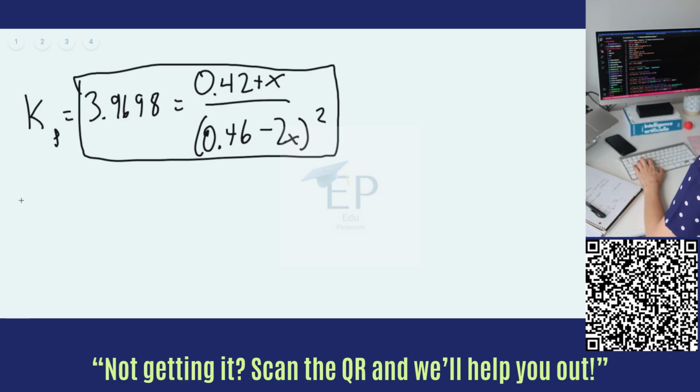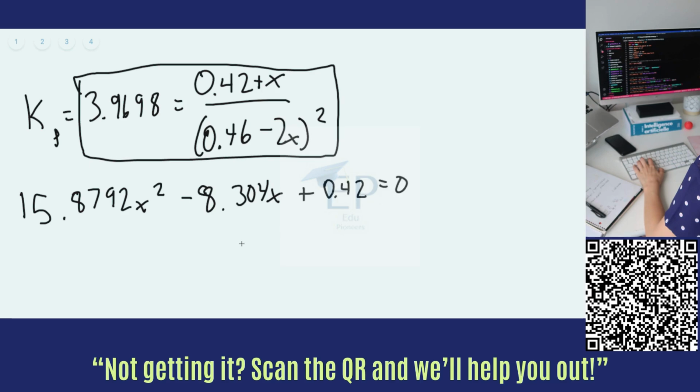And when we rearrange it into a quadratic, we get 15.8792x squared, and I'm just keeping all the decimal places here for further accuracy, minus 8.304x plus 0.42, and that equals 0. And so now when we solve for x, we end up with 0.0567328. And again, I'm just keeping a bunch of decimal places for accuracy's sake.